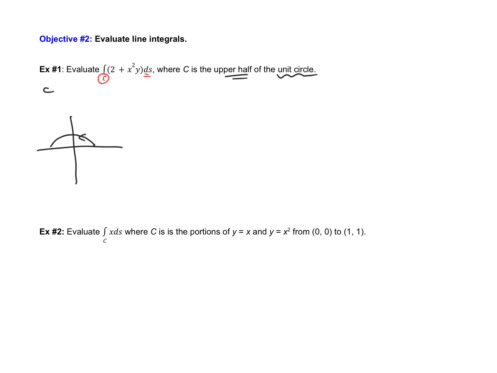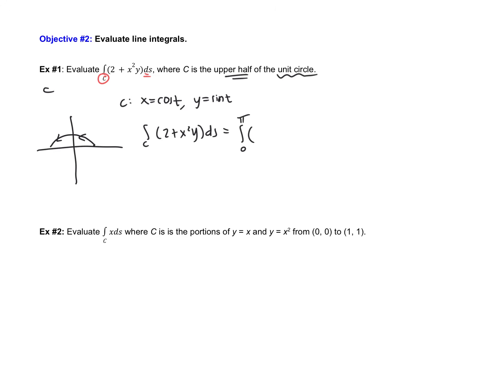So that would be this. This is our C. So in order to calculate this line integral, we're going to need a parameterization for that curve. So this curve we can write as x is cosine t and y is equal to sine of t. So then, if we want our line integral over C of 2 + x squared y ds, what that's going to turn into is t is going to go from 0 to pi.